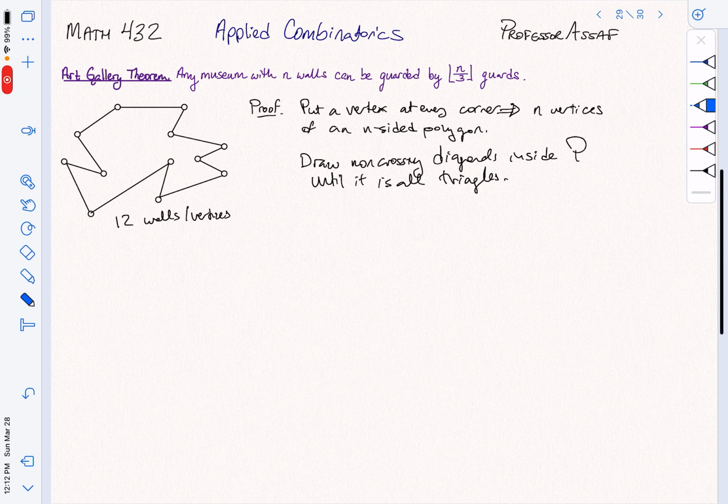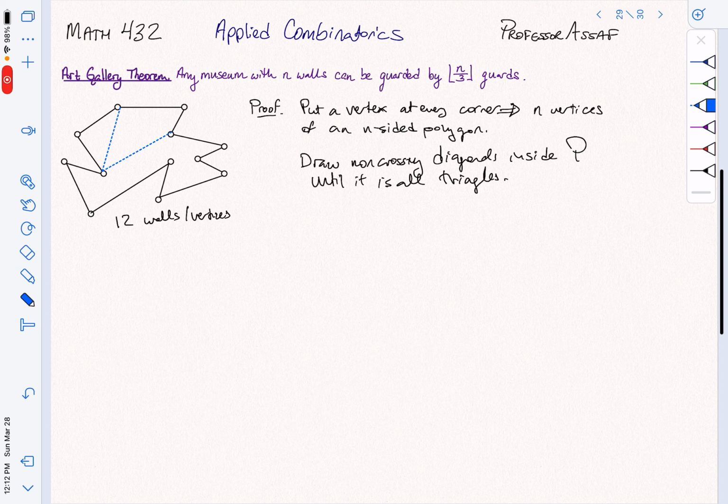Let's see it in action. So what I'm going to do is I'm just going to pick some places here. I'm going to put a diagonal here. Okay, well, this isn't all triangles, so I'm going to keep going. Now, it would be really, really bad if I do this. This is not okay. It went outside my shape, so that's not allowed. So I only want to connect vertices that is going to leave me with lines inside my shape. So I can draw this one here.